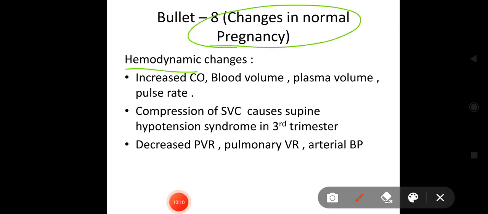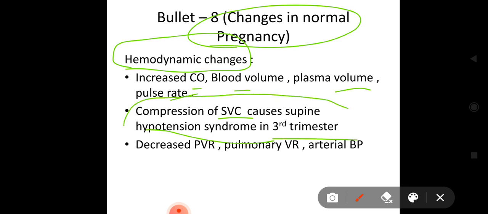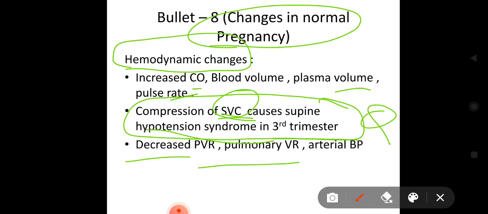Changes in normal pregnancy, hemodynamic changes. What important hemodynamic changes? Increased cardiac output, blood volume, plasma volume and pulse rate. So these 4 parameters increase. Compression of IVC causes supine hypotension syndrome in the third trimester. So what is the cause of supine hypotension syndrome in third trimester pregnancy? Compression of SVC, IVC, left atrium, right atrium. So compression of IVC causes supine hypotension syndrome in the third trimester. And decreased pulmonary vascular resistance, peripheral vascular resistance and arterial BP. So these 3 parameters decrease, and those important parameters increase in pregnancy.